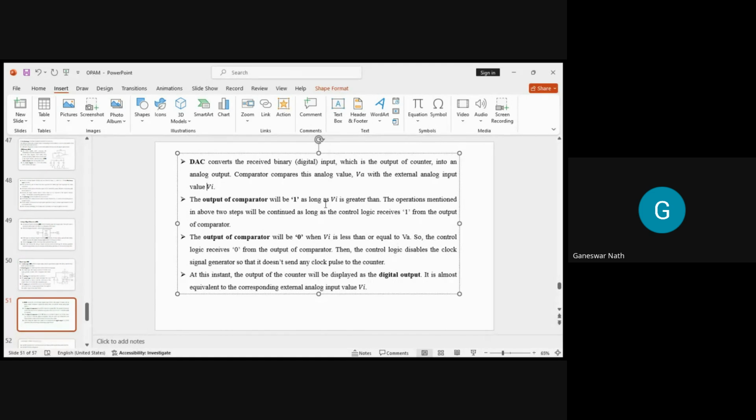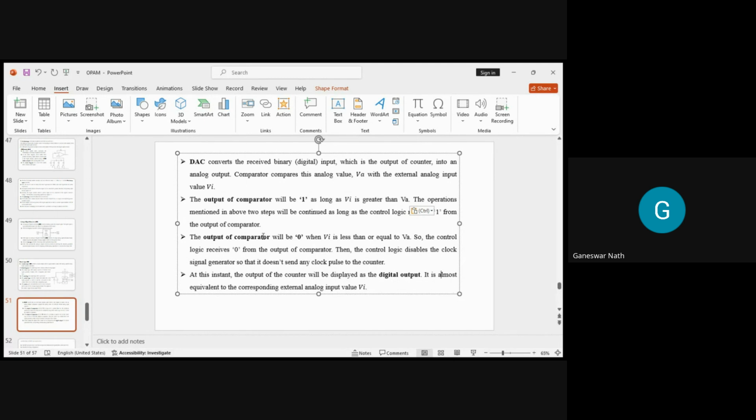You can see when VA is less than the feedback voltage, we are getting 0. So the control logic receives 0 from the output of the comparator, and the control logic disables the clock signal generator so that it does not send any clock pulse to the counter.